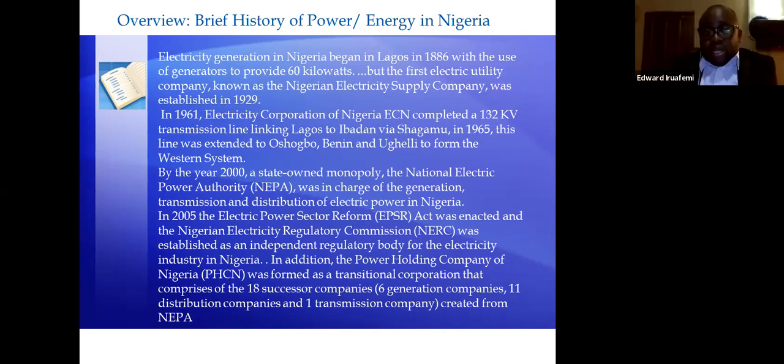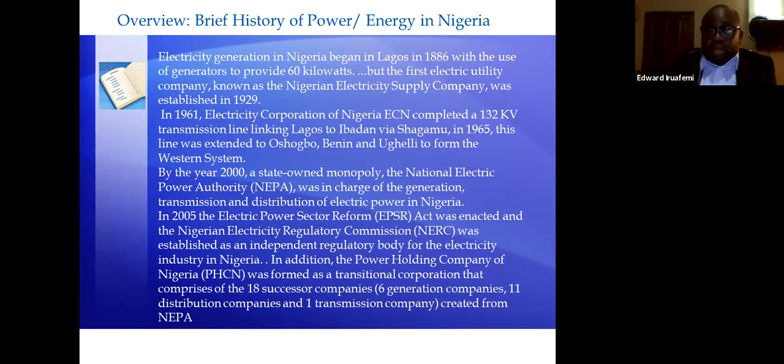Like in 1961, the Electricity Corporation of Nigeria completed a 132 kV transmission line between Lagos and Ibadan via Shagamu in 1965, which they extended to Benin, Osogbo, and Ughelli. Ughelli is in the Niger Delta, where we have loads of oil facilities. What you can see is they had to connect, because we didn't have a facility where we could set up power generation, which they did at the Delta State Warri refinery at a later stage.